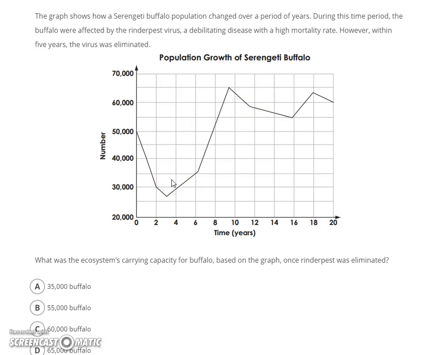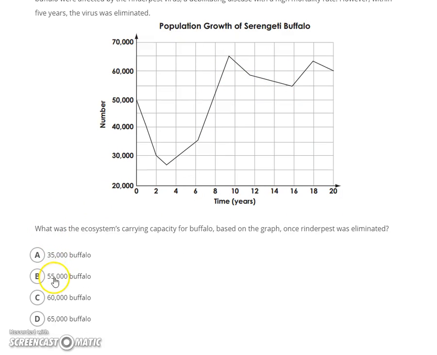Next up, this is about population growth. Serengeti buffalo, they had a virus, and so a bunch of them died, and then what was remaining in the population, over time, they built their way back up again. The population grew back when they recovered from this virus, and it hit kind of a limit, and then after it hit that limit, it started to sort of bounce around in this general area. So the question is, which of these quantities for the population seems to represent what we would call the carrying capacity for these buffalo after the virus went away.